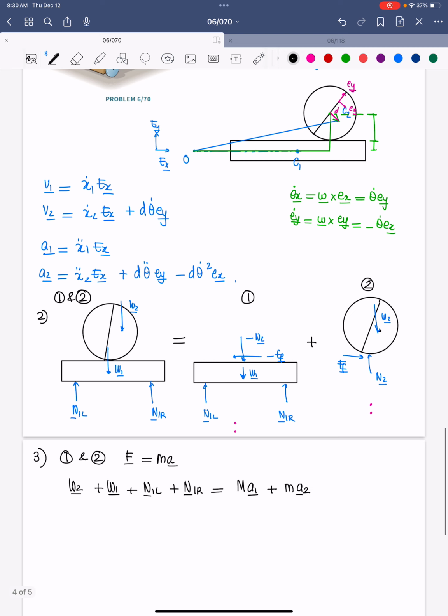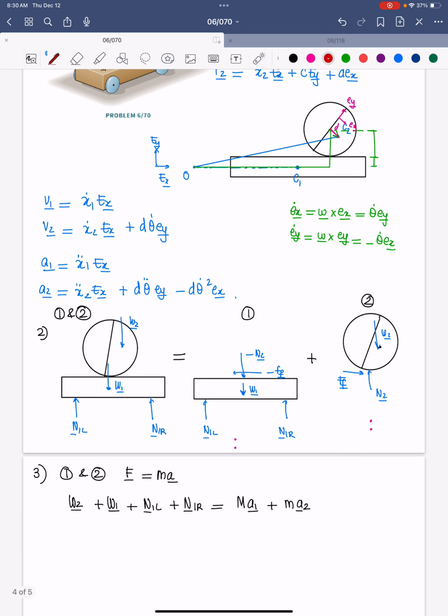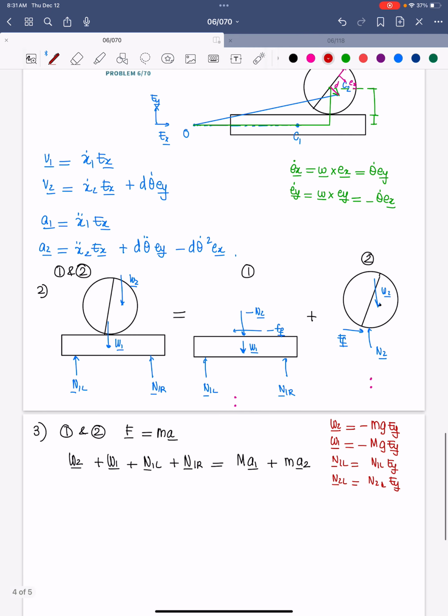And just for reference here, we're going to use the forces, so let's just write their expressions. W2 is minus mg ey. W1 is minus big M g ey. N1L and N2L are vertical, N1L ey, N2L ey. N2 is N2 ey, and the friction force is along Ex. This quantity can be negative, so it can be along minus Ex. Okay.